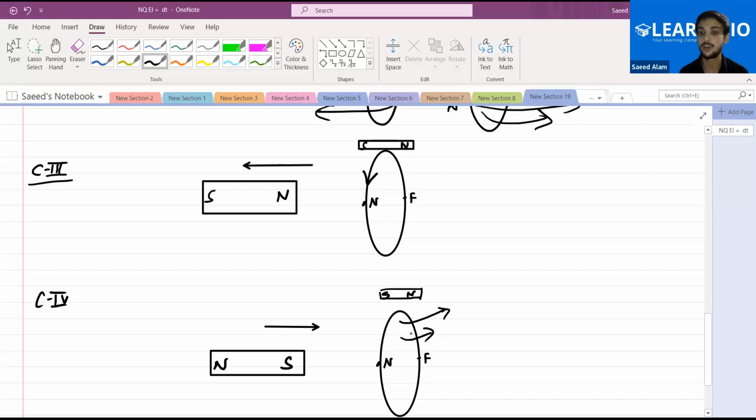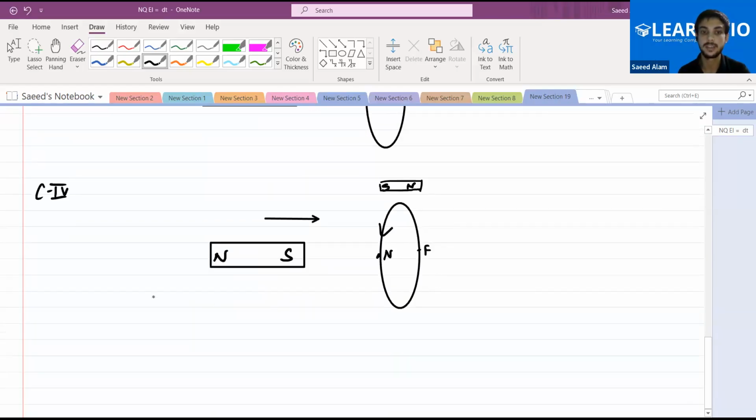So what kind of current should I apply? Up or down? Down. Had I marked it correctly? Yes, I had marked it correctly. So if you keep your thumb in the downward direction, you will see that the magnetic field lines are passing inside the loop. Understood? This fourth case will become easy for you, rather than the long story that if we are increasing that, we'll decrease that. Understood?